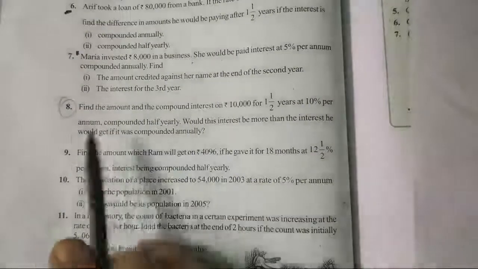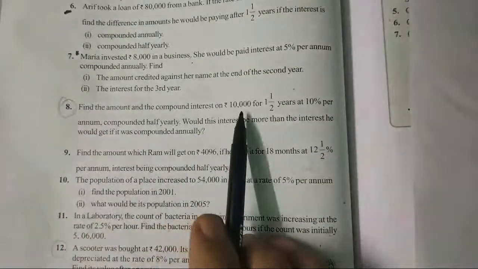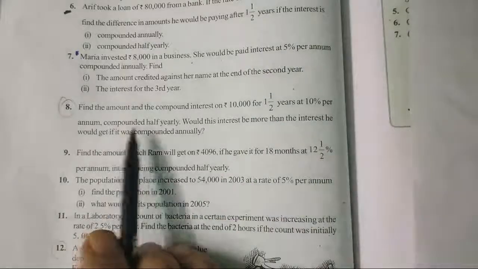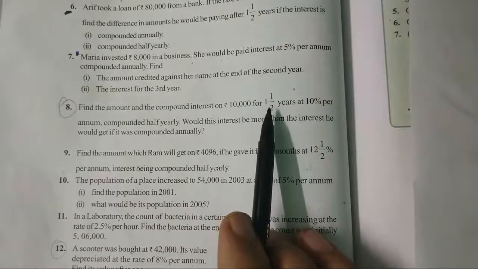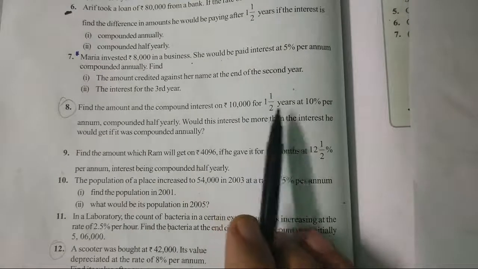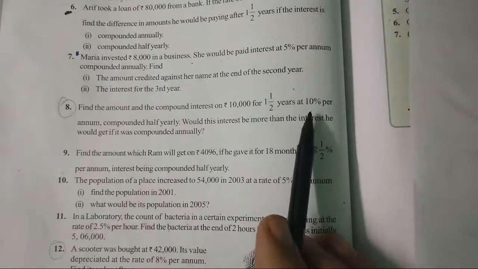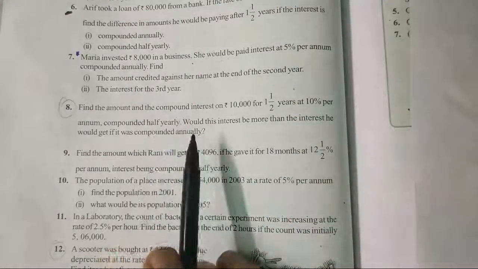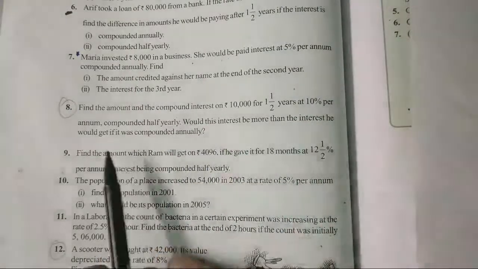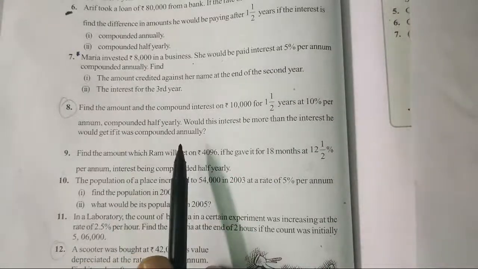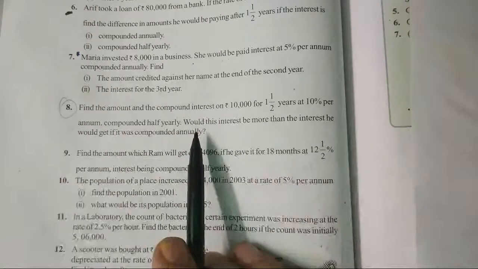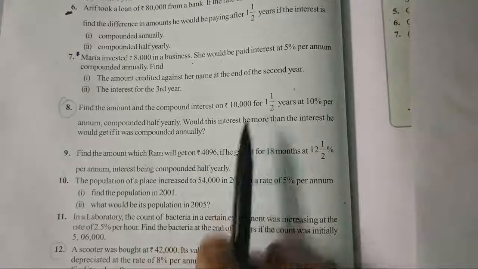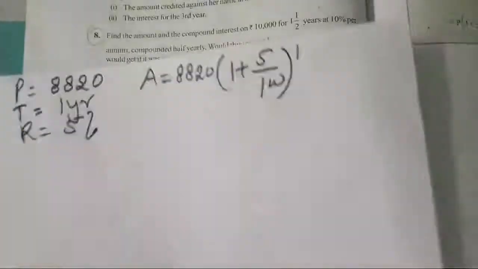Now let's see the next question. Find the amount and compound interest on rupees 10,000 for 1.5 years at 10% per annum, compounded half yearly. So half yearly means principal remains same. 1.5 years means how many half years are there? 3 half years, half, half and half, and the rate will be 5% for every half year. So you will use the number. Will this interest be more than the interest if it was compounded annually? So this question is just like question number 6. You have to calculate interest compounded annually and interest compounded half yearly. For annually, you will do the calculation like this.